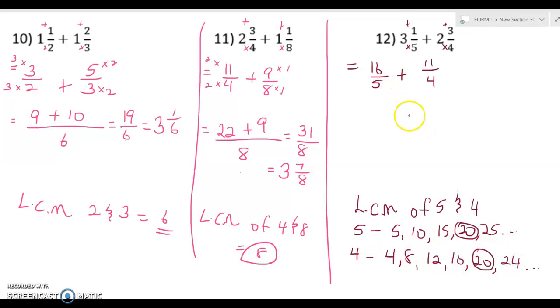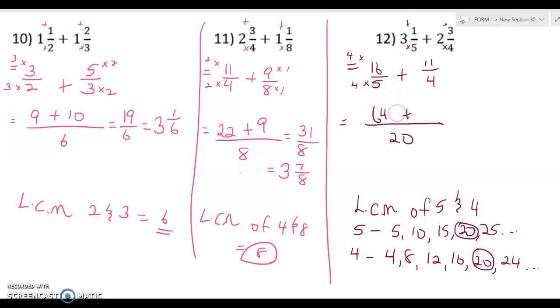So now let's go ahead and look at the 16 over 5 first. Ask yourself how many times we have to multiply 5 to get that 20 down there. So 5 times 4. So we have to do the same thing at the top. So we have to say 16 times 4. But 16 times 4 is 64 plus, looking at 11 over 4.